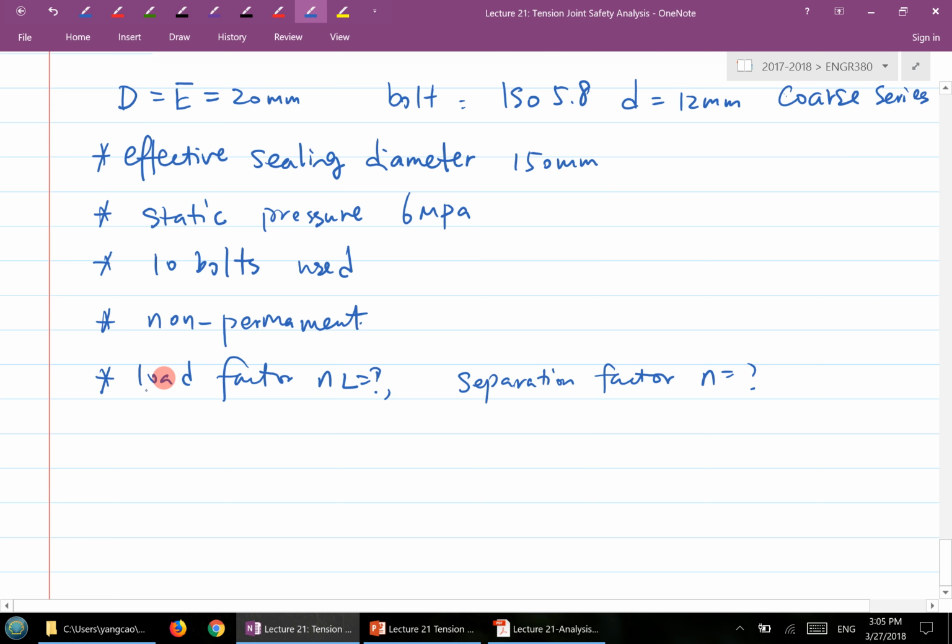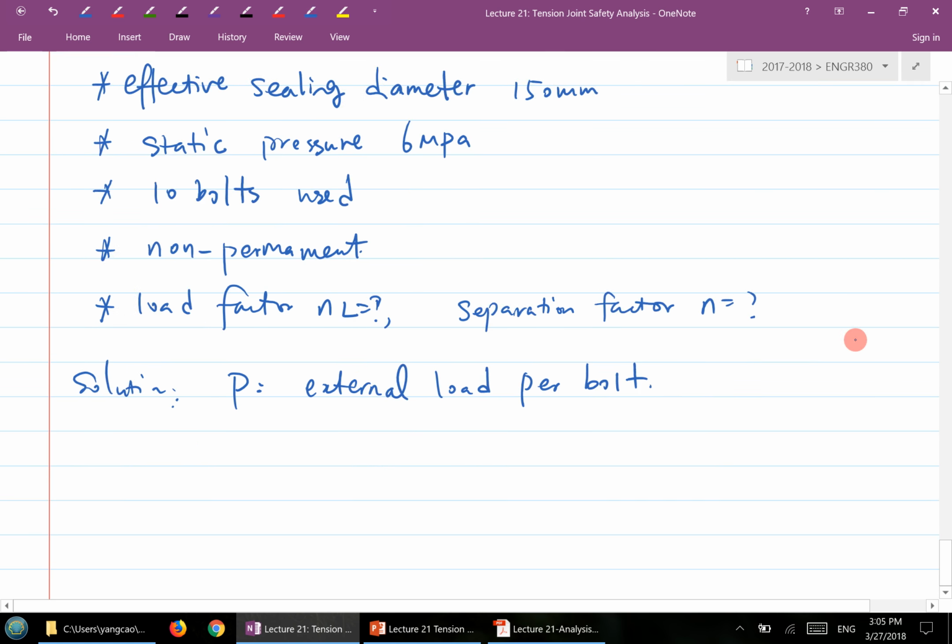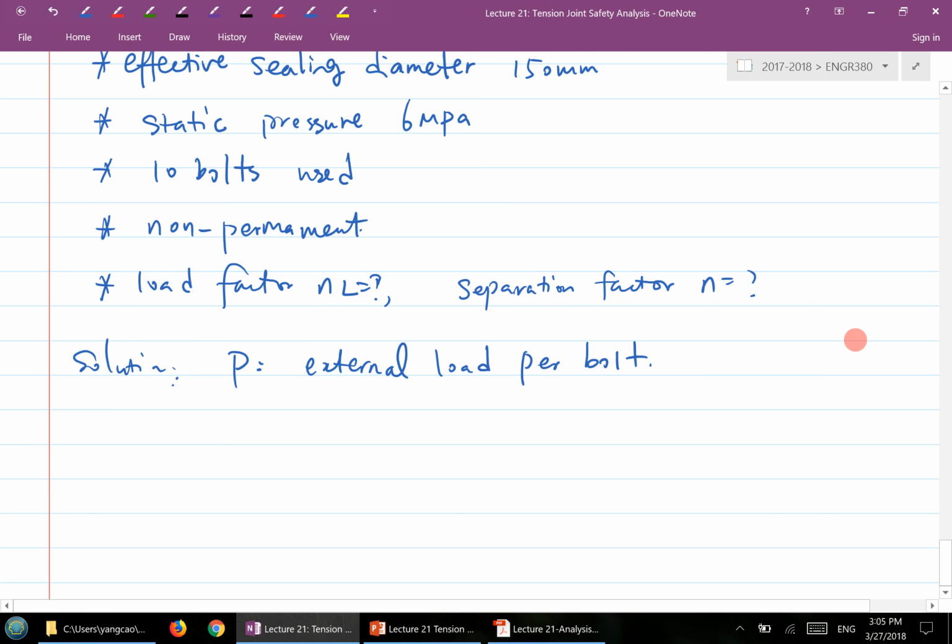First of all, what we need to do is, okay, the solution in here is, let's call P the external load per bolt. So let's see, how do we calculate this external load per bolt? Because the question didn't give you that directly.